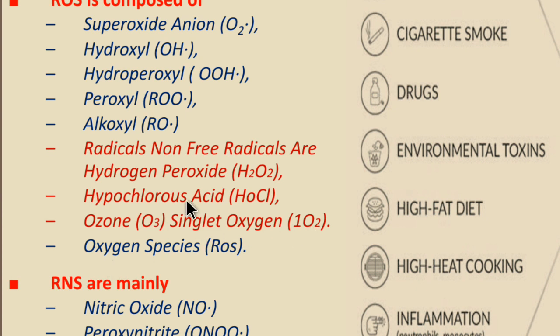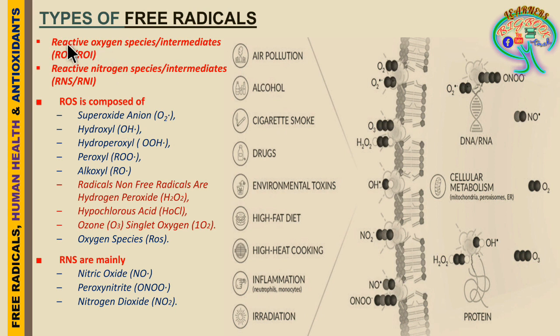So this is the kind of free radical that is reactive oxygen. They are based on the oxygen which is reactive, and we consider them as the species. They are also called intermediates. Next, reactive nitrogen species or intermediates, here the nitrogen is the main atom or molecule which reacts with the molecular structure. So here peroxynitrite, nitrogen dioxide. But the major effects are seen under the ROS, that is the reactive oxygen species.